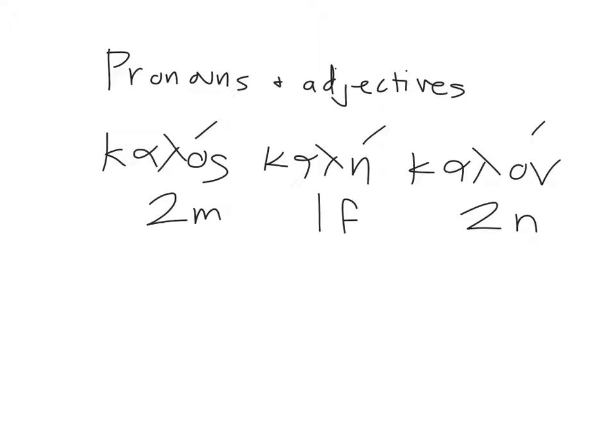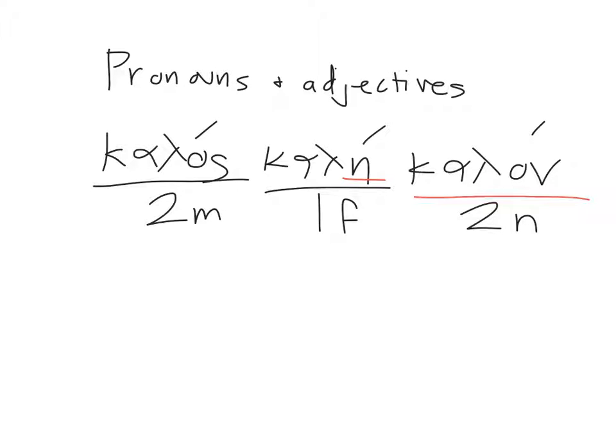If you know your paradigms for nouns, like kalos, second declension masculine nouns, then you know kalos. If you know your first declension feminines that end in eta, they don't deviate from kale, and same thing with kalon. If you know second declension neuters, then you already know how to decline kalon. There is a group, however, mostly of pronouns and one adjective, that don't follow the kalos, kale, kalon pattern. They deviate slightly from it.